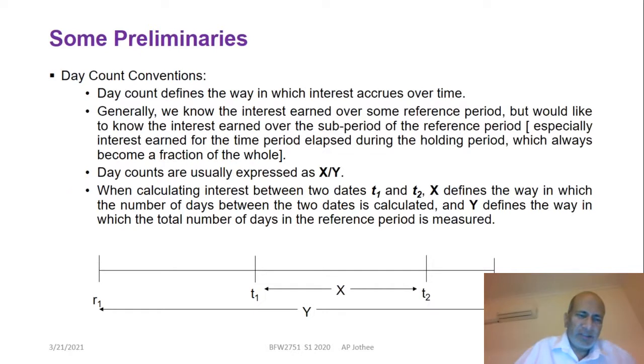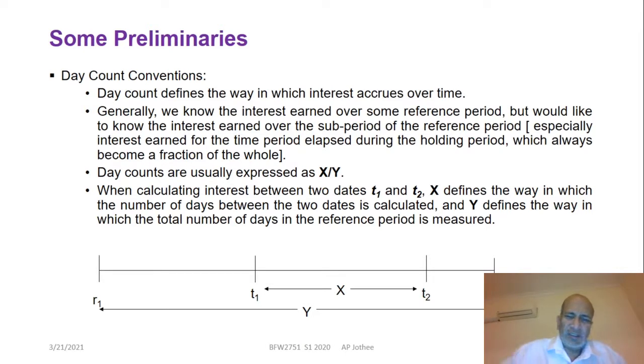Okay, some preliminaries. We will see how the day count conventions work. The day count defines the way in which interest rate accrues over time. Because interest rates are always given to you in percentage per annum. You know very well, whenever I say interest rates, we say 5% per annum or 10% per annum. But of course, then we have to see what is built into it about the frequency of compounding and the length of the sub periods we are calculating.